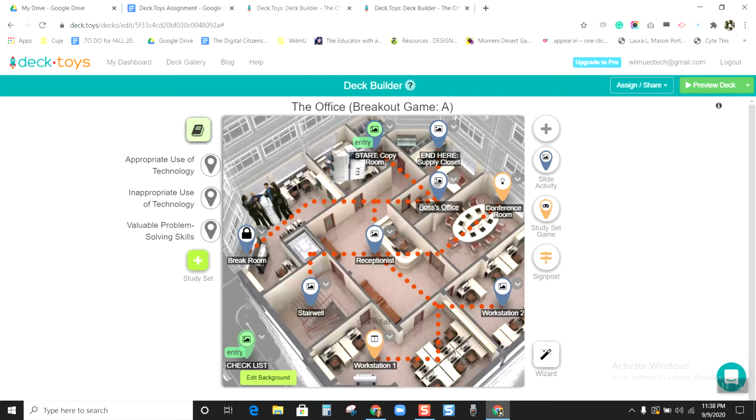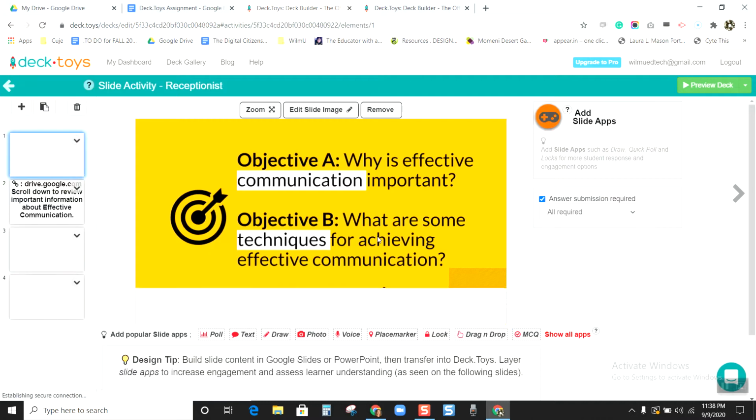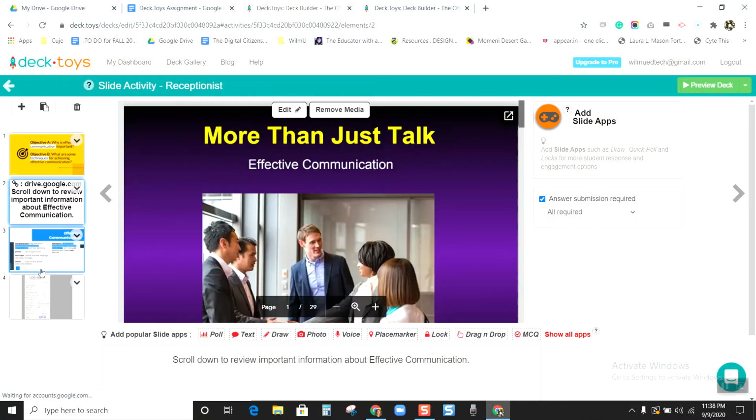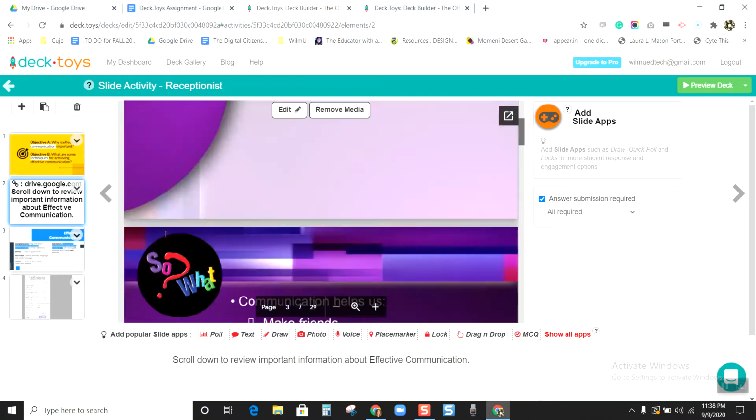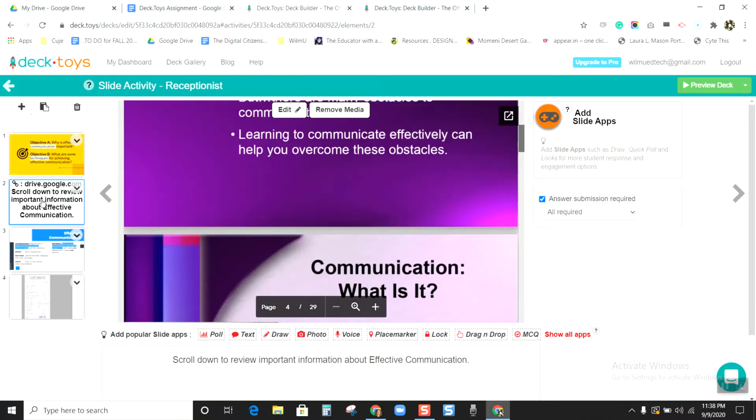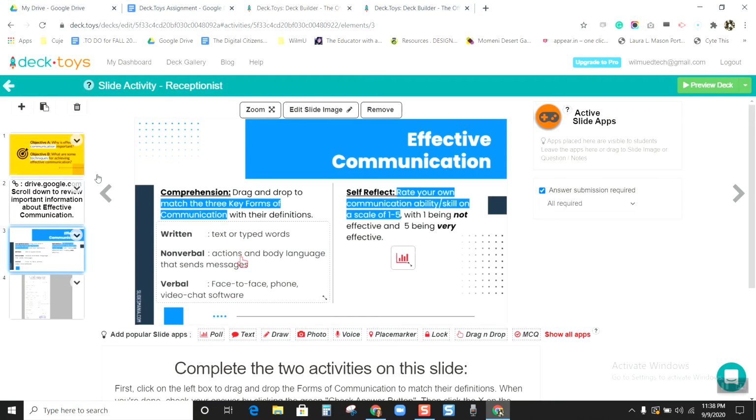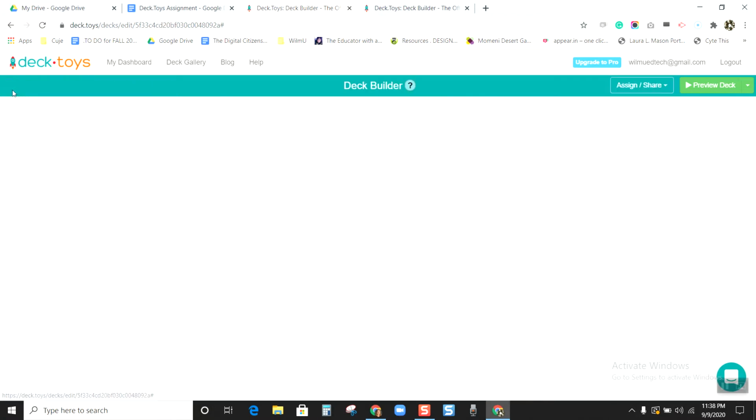So some of the activities that the learners went through, and that you went through, were learning about why communication is important and what some effective techniques of communication are. You did that through looking at slideshows, looking at websites, and videos, and then you were answering some assessments throughout to check your understanding.